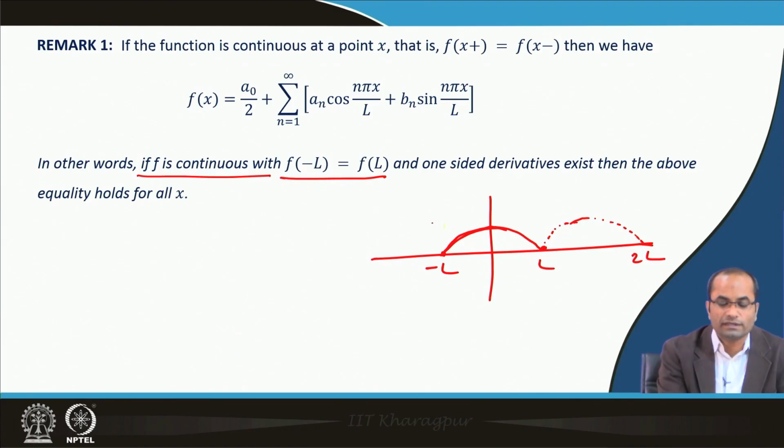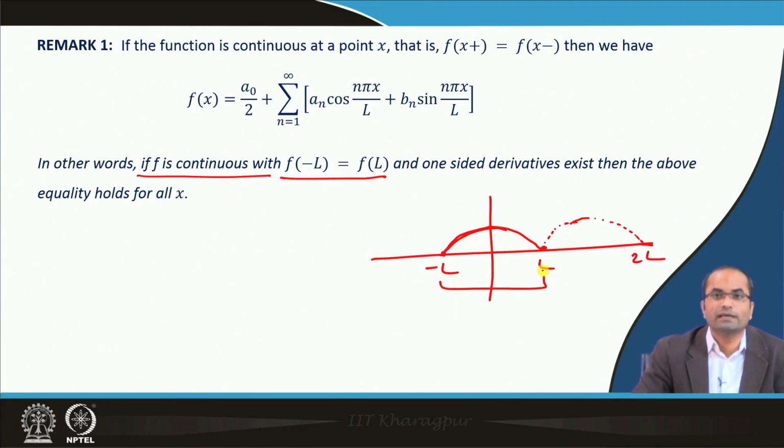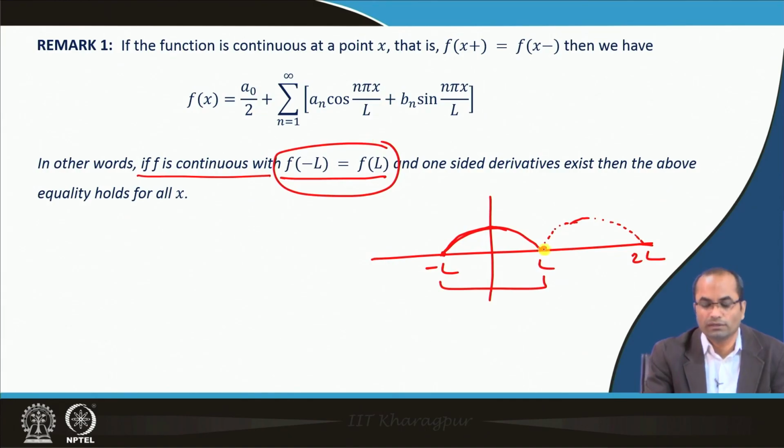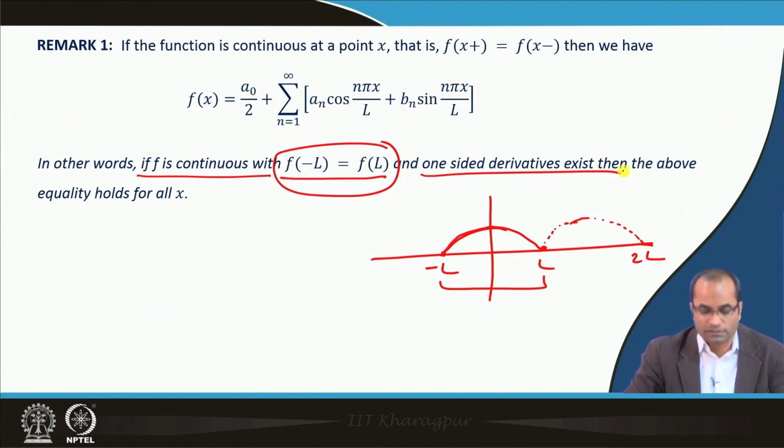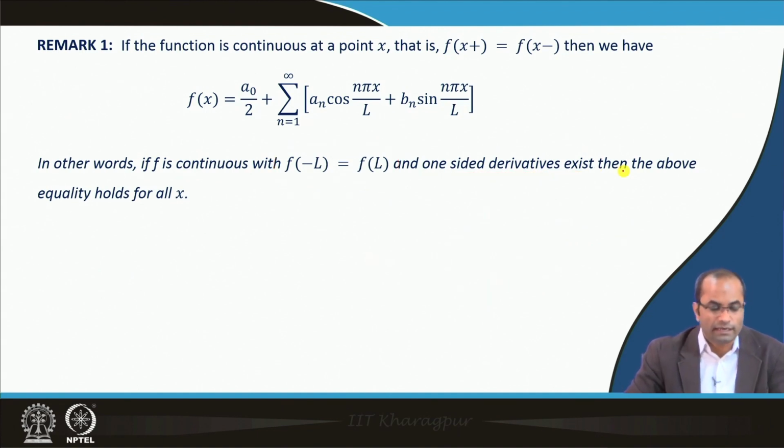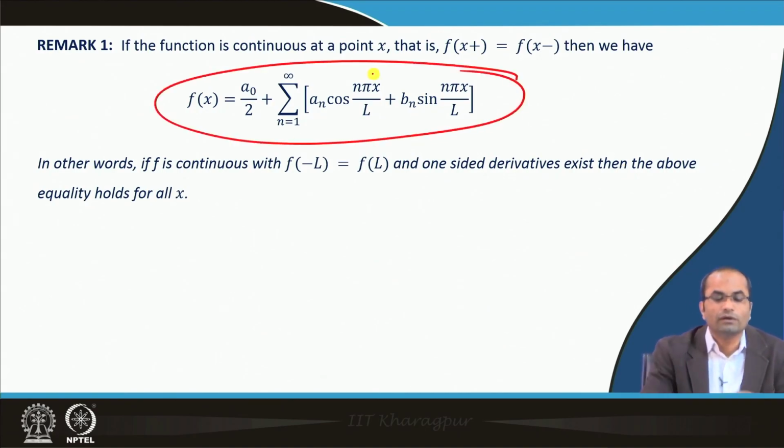So, if f is continuous in the interval minus L to L, and also at the end points the values are equal, so this was minus L, and this was plus L, so this is equal, and the one sided derivatives which we have discussed before exist, in that case the equality holds for all x. You can take any x and this equality will hold.